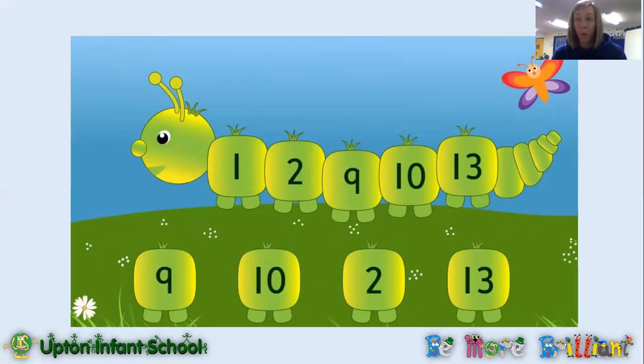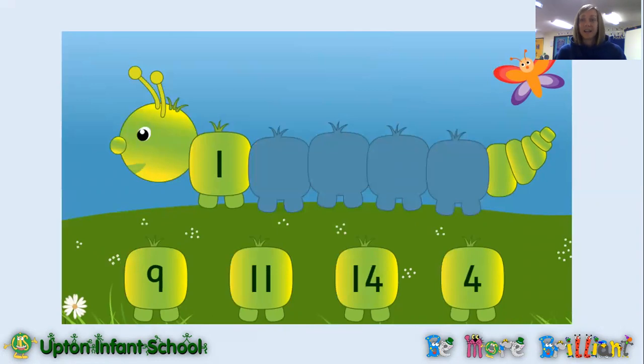Let's see if we can do one more to make sure our brains are really warmed up. Are you ready? Here we go again, and it's still the same order. So we're going from the smallest to the biggest number. This time, you've got number 9, number 11, 14, and 4. They've all wandered off down the hill, but can you put them back into the right order? Pause the video and have a go.